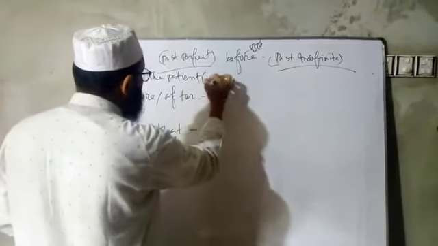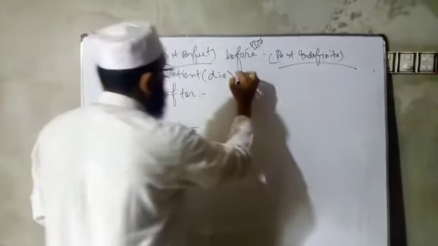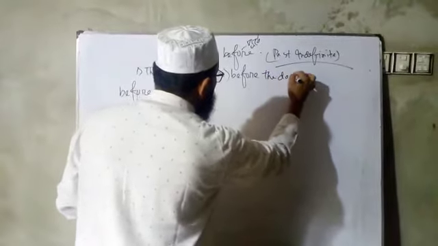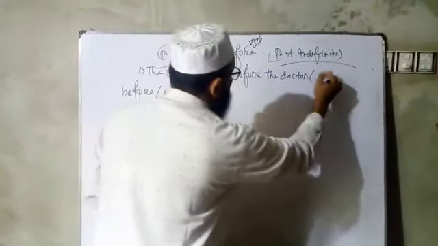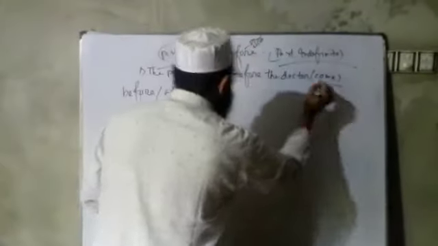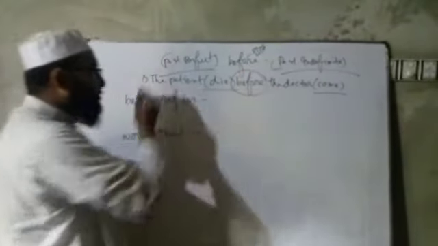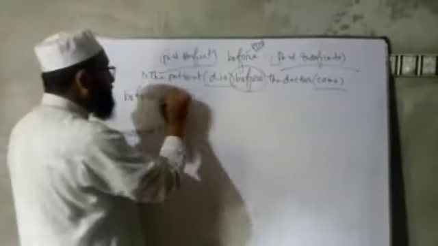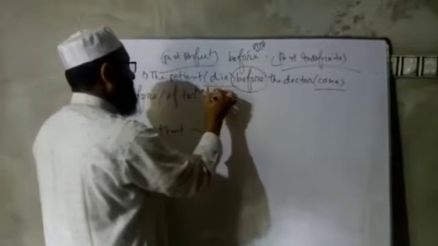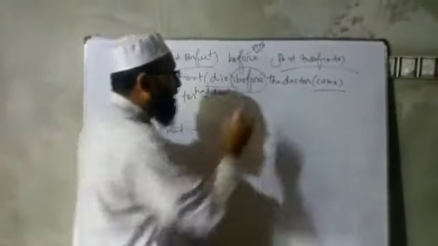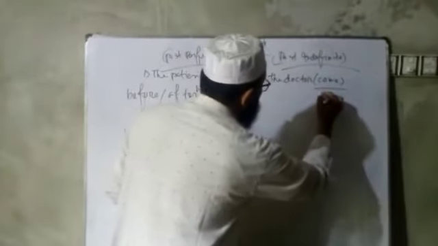Now let us quote an example. The patient died before the doctor came. Now solve the problem. Before this word, the verb will be in past perfect, so it will be: the patient had died. The next will be in past indefinite: before the doctor came. Got the point?